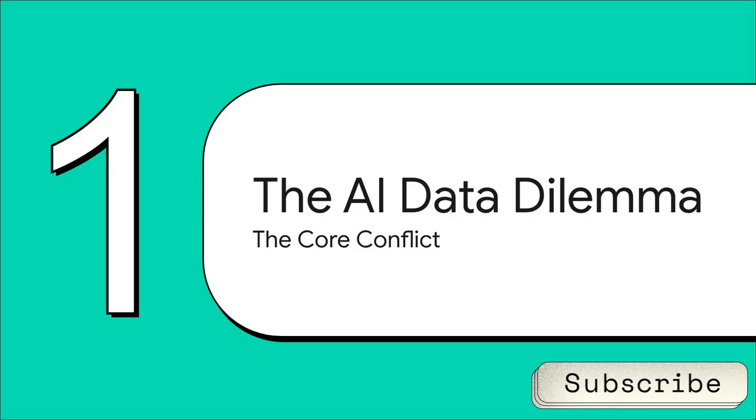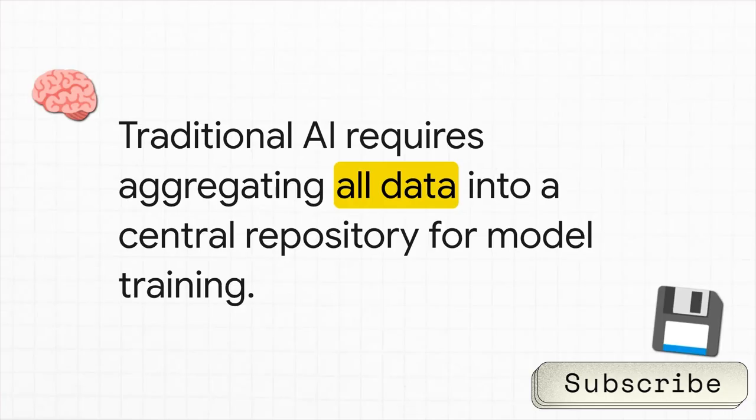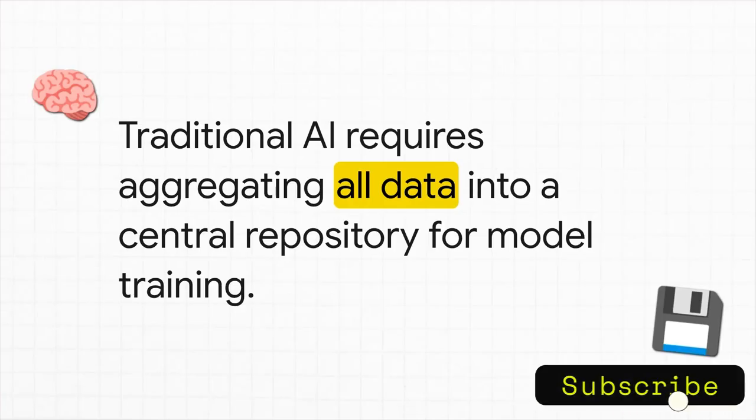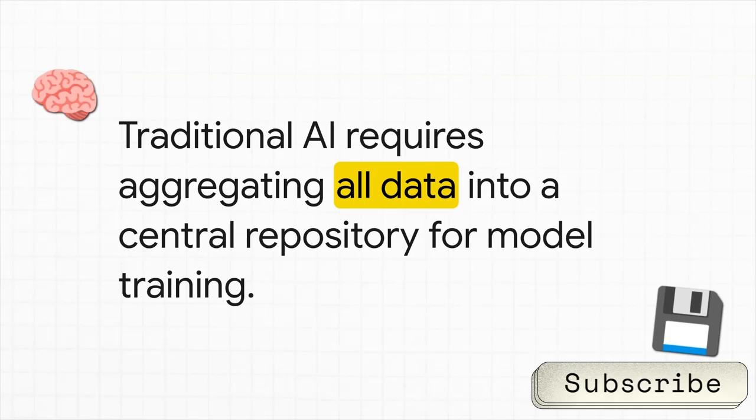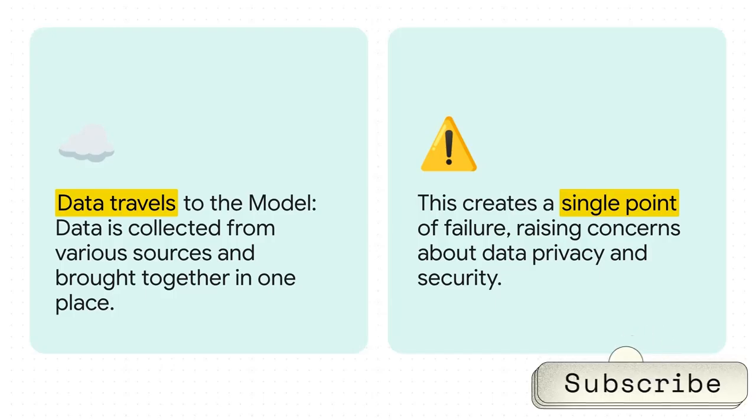All right, so to really get this, we first need to understand the basic conflict that's been at the heart of machine learning for years. It's what you might call the AI data dilemma. So think about it. Traditionally, for an AI to get good at, well, anything, predicting your next word, spotting a disease in a scan, it needed a ton of data, an absolute mountain of examples. And the old way of doing things was pretty straightforward. Just collect all that data from everyone everywhere and pile it all up on one giant central server to train the AI. So in the old model, our data has to travel to the model.